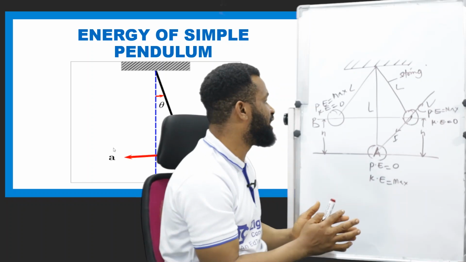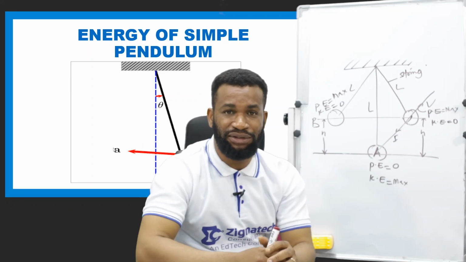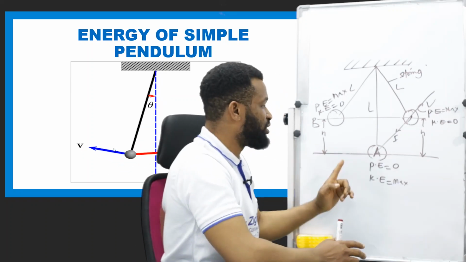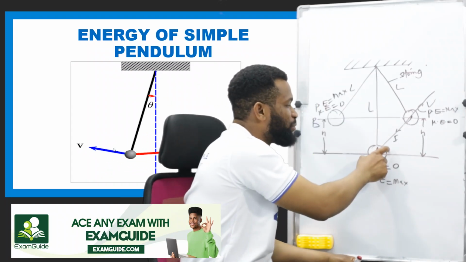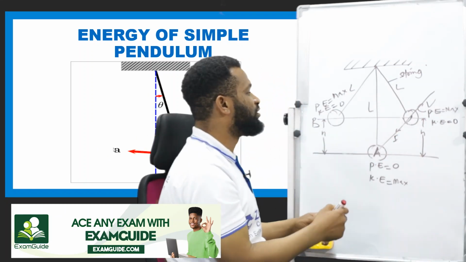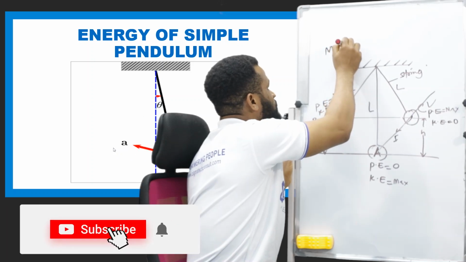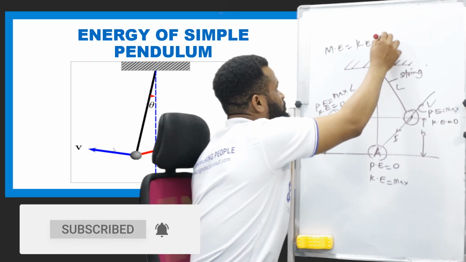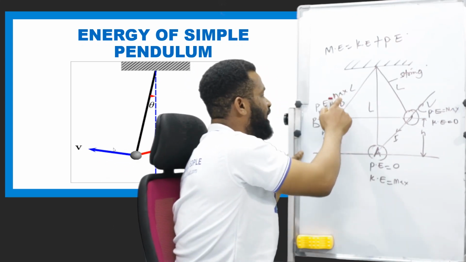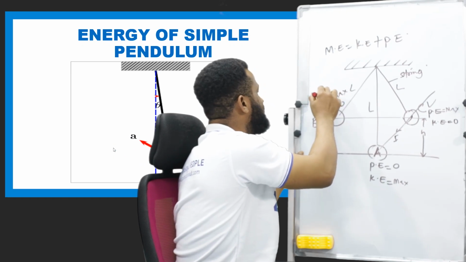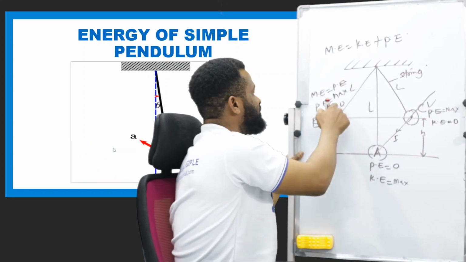But one more thing I want to say here is that according to the conservation of mechanical energy, the mechanical energy at any point is constant. That means mechanical energy at this point, mechanical energy at this point, and mechanical energy at this point. Now the question is, what is this mechanical energy? Mathematically, mechanical energy is equal to kinetic energy plus potential energy. So if potential energy is maximum here and 0 here, that means mechanical energy at this point is going to be only potential energy because kinetic energy here is 0.